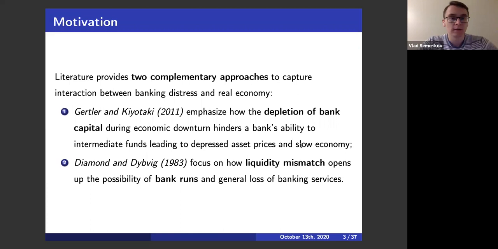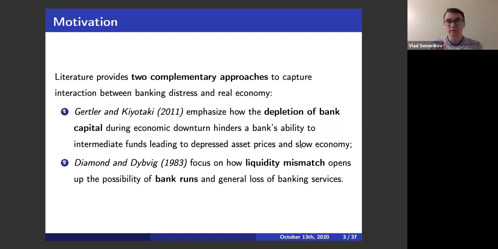Basically, the literature has two complementary approaches to capture the link between financial distress and the real economy. One of them emphasizes how the erosion of bank capital during an economic recession or general downturn hinders a bank's ability to intermediate funds, therefore leading to depressed asset prices and finally slower economic growth, which is basically the standard financial accelerator mechanism that was pioneered by Bernanke and Gertler. We've seen it last semester.